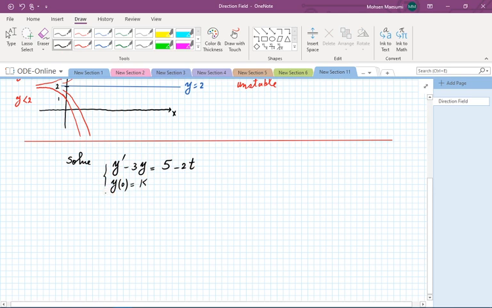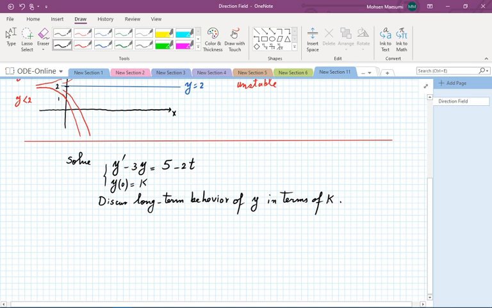Now the problem might be posed in a rather ambiguous type of question. It might be asked that you discuss the long-term behavior of y in terms of k. Well, what do we mean by long-term behavior? What does it mean in terms of k?